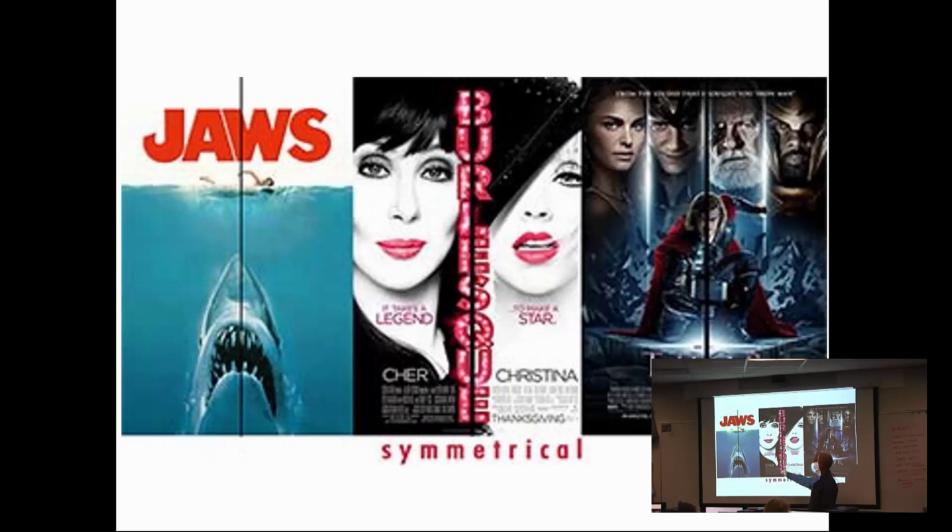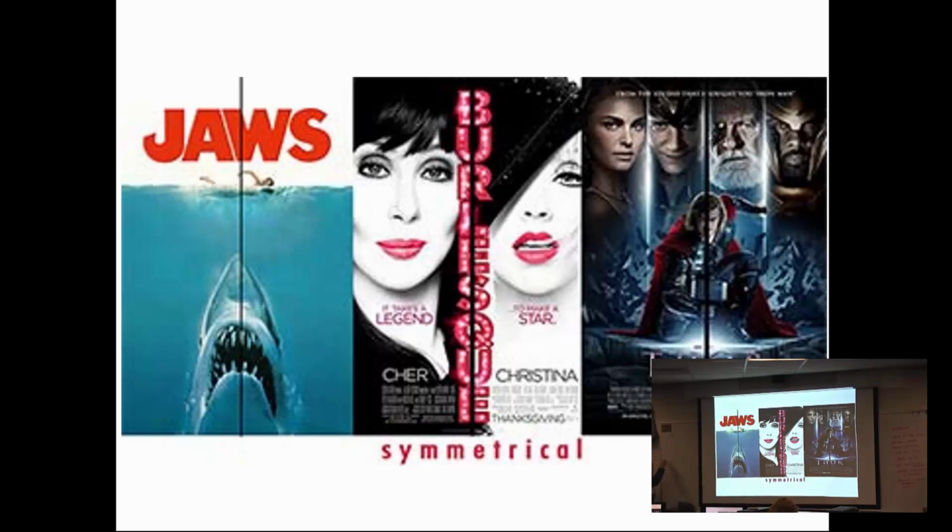So you're going to find 3 movie posters that are symmetrical, and then you're going to put those on your document, label it symmetrical, and then show me with a line how they're symmetrical. Just in Photoshop. You're going to make an 11 by 17.